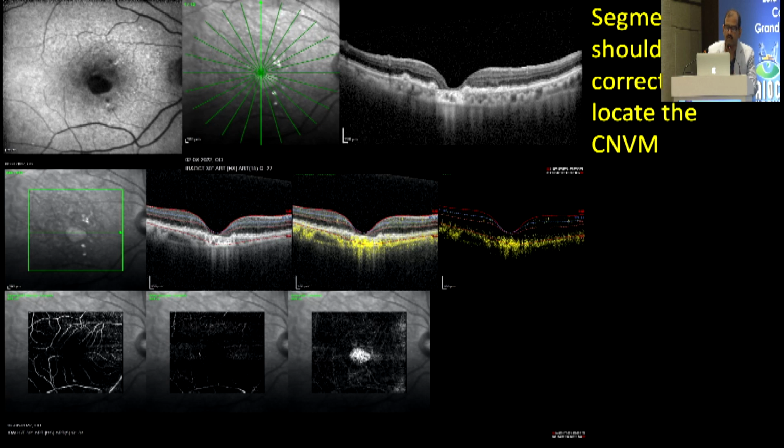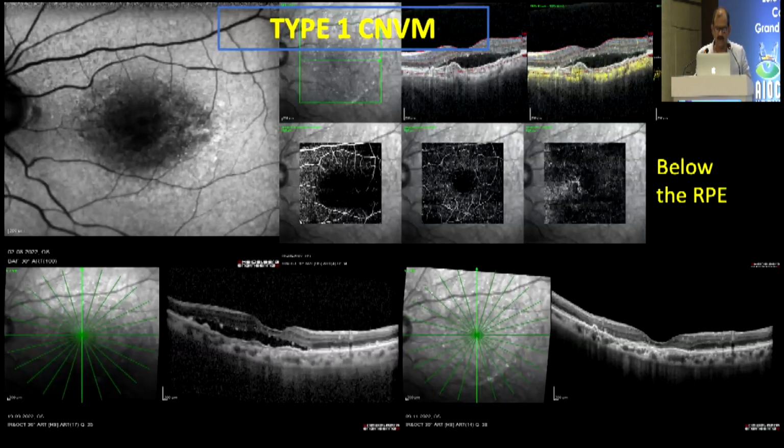Segmentation should be correct to locate the choroidal neovascular membrane. If you see in this image, in this area the segmentation line is dipping below towards the choroid. So actually what you are seeing here is not a choroidal neovascular membrane, it is actually the choroidal vessel which is showing the flow here. So the diagnosis of choroidal neovascular membrane in this scan is not correct.